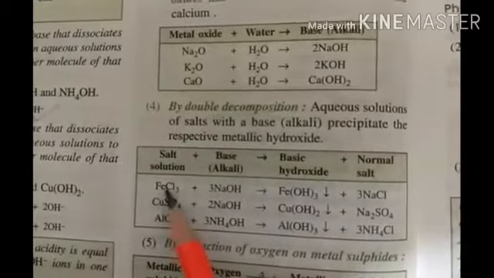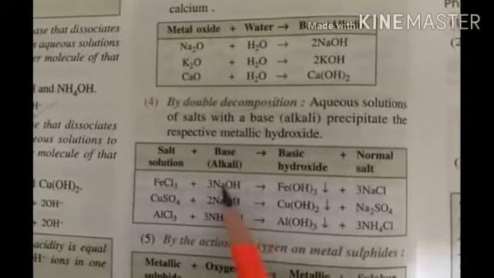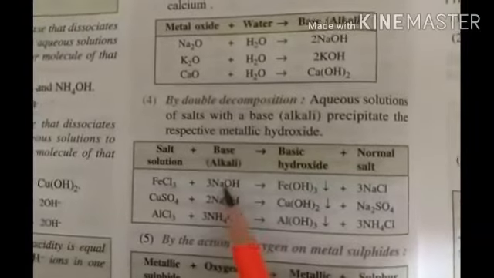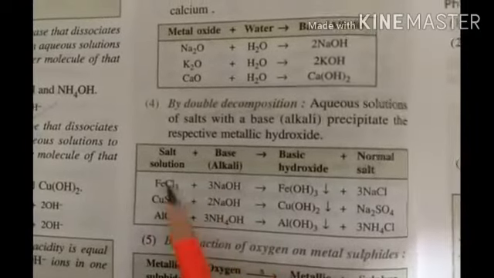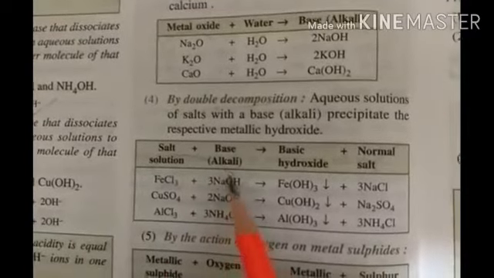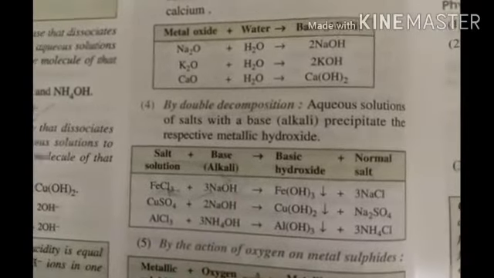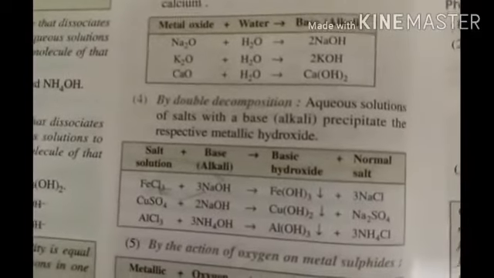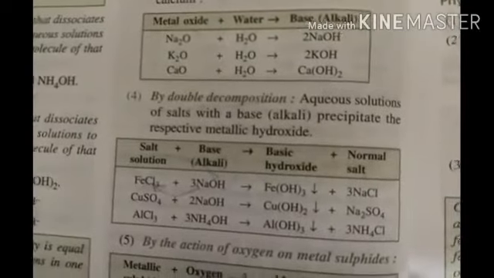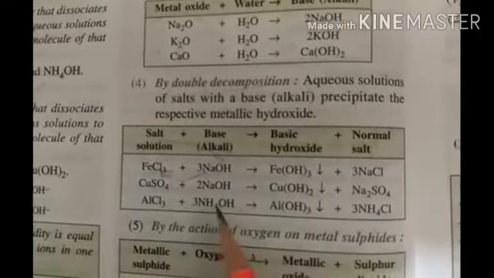So means Fe and Cl, they will get broken down, Na and OH, they will get broken down. Okay, separately into the separate ions they will get broken down, and again Fe will come along with the OH and this Na will go along with the Cl. So that's why it can also be considered as an example of double displacement or double decomposition. So all these reactions once again you need to learn, students.